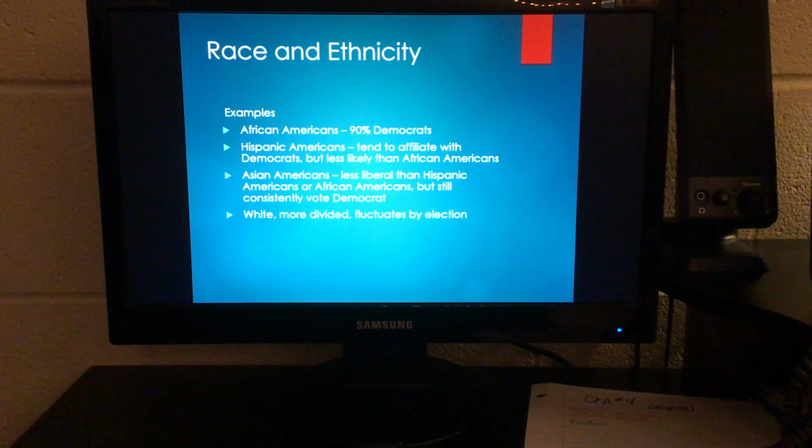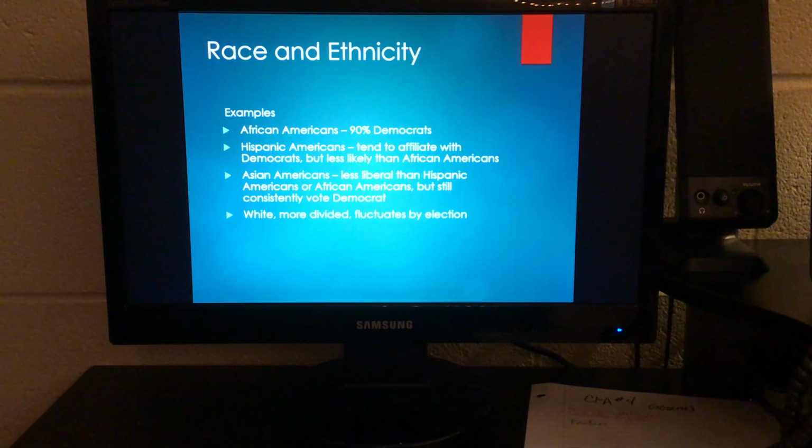Race and ethnicity is another factor. The experiences that you have, based on what race or ethnicity you are, can affect what you want and think the government should do. Okay. Statistically, African Americans do tend to vote more Democratic. Hispanic Americans and Asian Americans also tend to vote more Democratic. The Democratic Party has statistically more minority voters than the Republican Party does. That does not mean, though, that you don't have minority voters for the Republican Party. It's just statistically we see more.